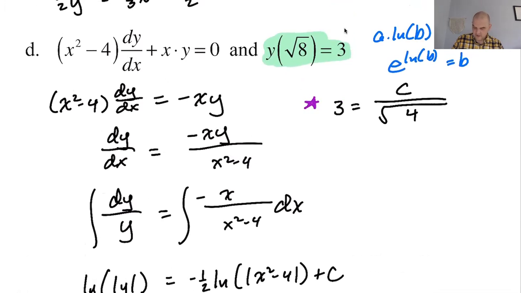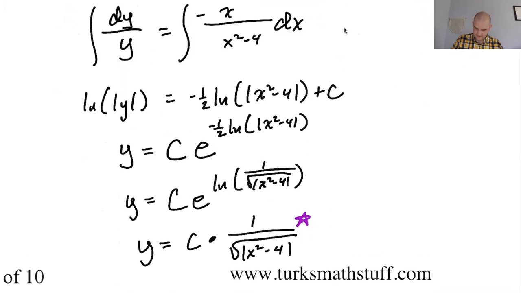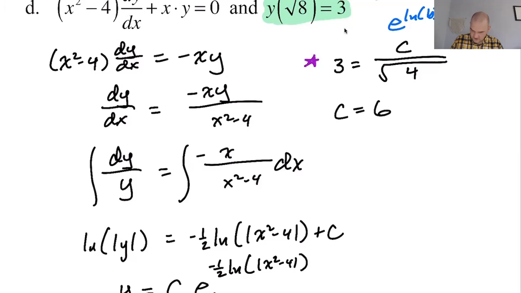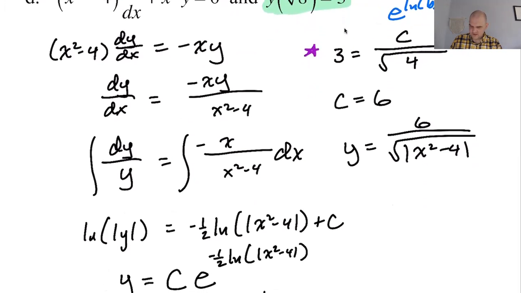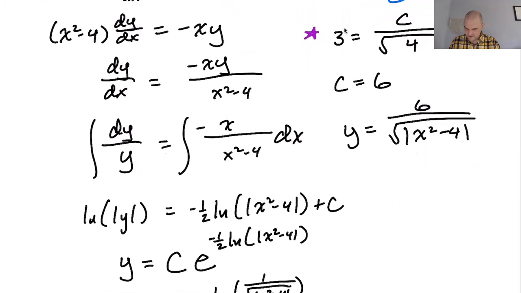So that's 2. So I think c is 6. So I'm thinking that my final answer here might be 6 over the square root of the absolute value of x squared minus 4. Okay, so that's my temporary final answer. But this is a really weird function that actually has like a 3-part domain because x can't be 2 or negative 2. So let's figure out the domain.